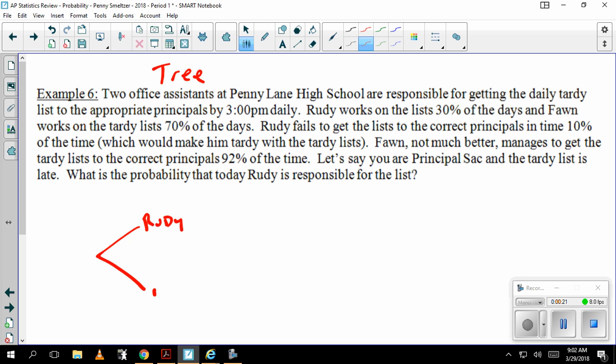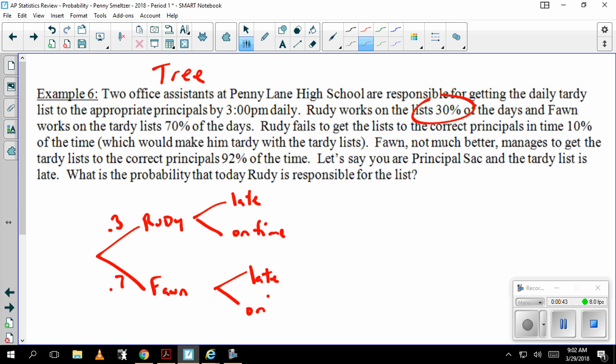Rudy and Fawn. And it tells me Rudy gets the list 30% of the time and Fawn gets the list 70% of the time. Now, sometimes they don't get it there on time. So sometimes they're late, sometimes they're on time, late and on time. And so it says Rudy fails to get it there on time 10% of the time. So he's on time 90%.